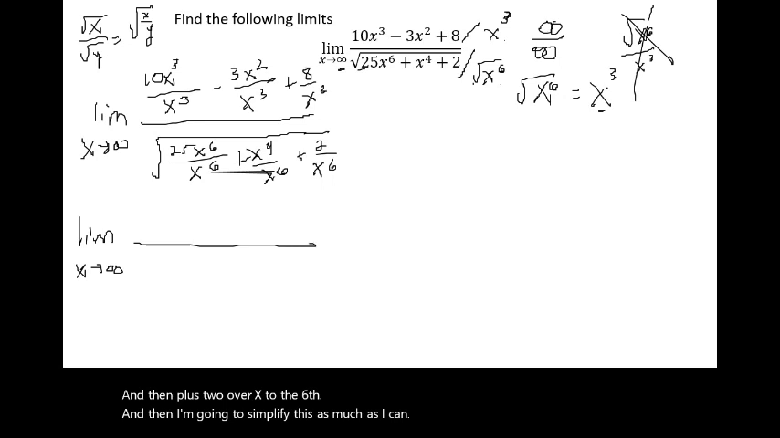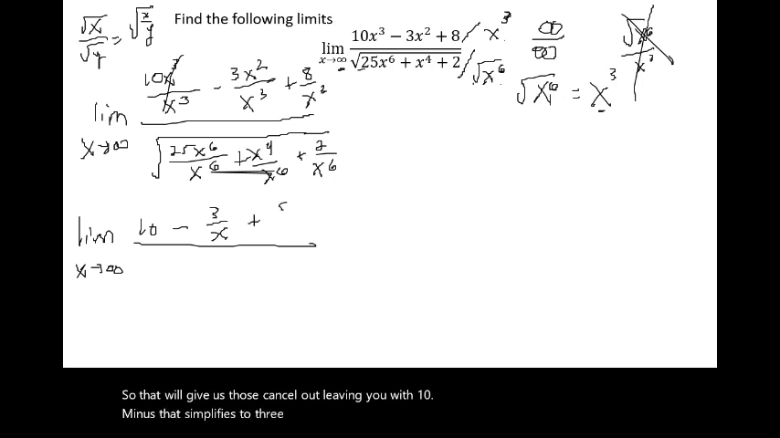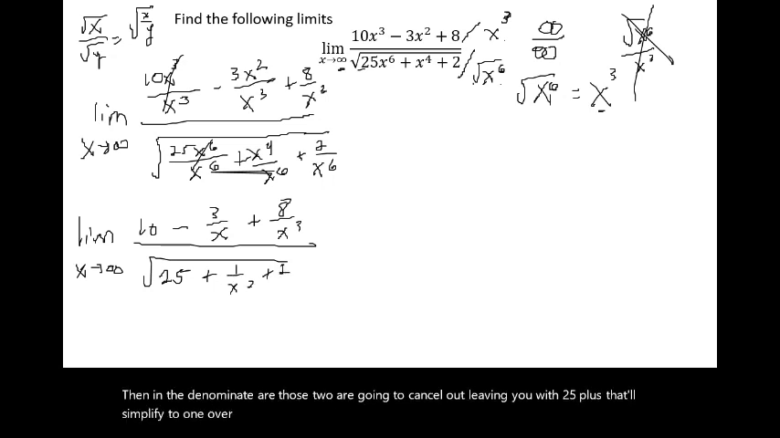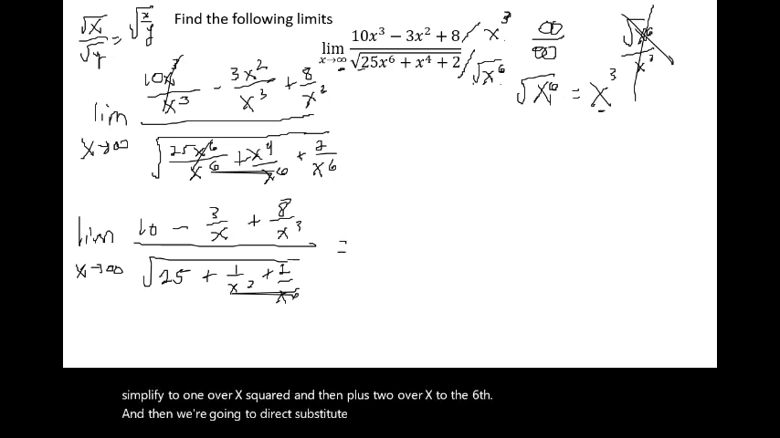So that will give us, those cancel out, leaving you with 10, minus, that simplifies to 3 over x, and then plus 8 over x cubed. Then in the denominator, those two are going to cancel out, leaving you with 25, plus, that'll simplify to 1 over x squared, and then plus 2 over x to the 6th. And then we're going to direct substitute infinity, remembering that any finite number over infinity can be approximated as 0.